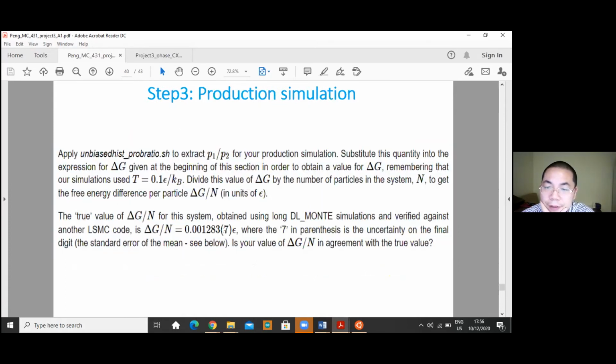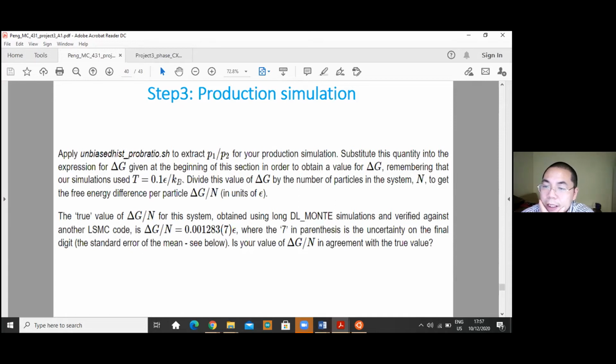So here you already know P1 over P2, right? Then you already know the formula you just showed: delta G equals minus KT times log P1 over P2. Then you can calculate the delta G. You have the temperature, you just plug it in, then you can calculate the delta G.